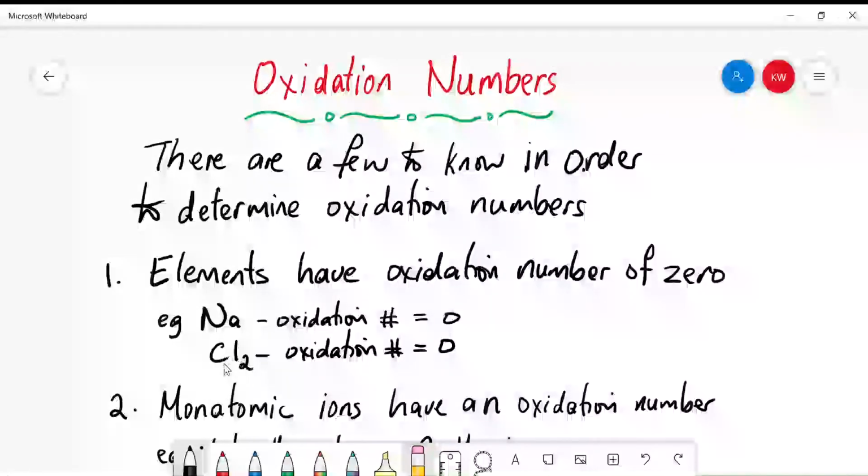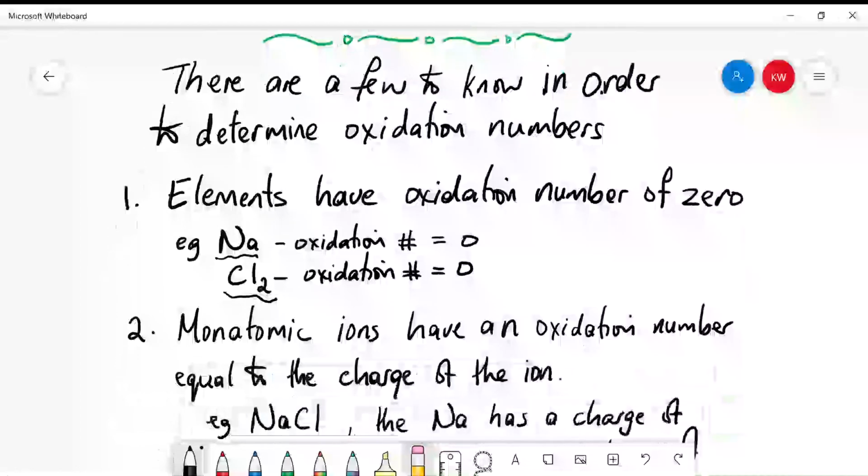Something is an element if it's bonded to its own self or exists by itself. So in this case, we have sodium being an element, and also chlorine is also an element. So elements always have oxidation number of 0.